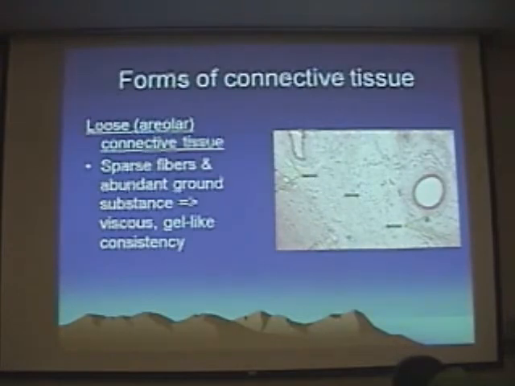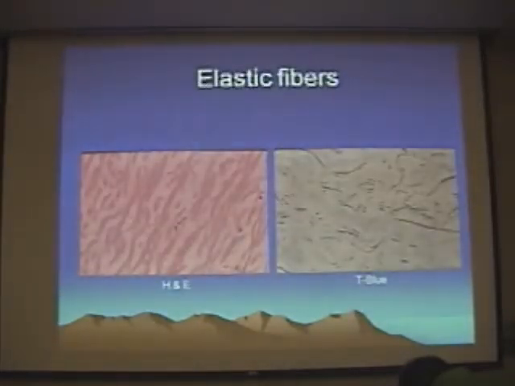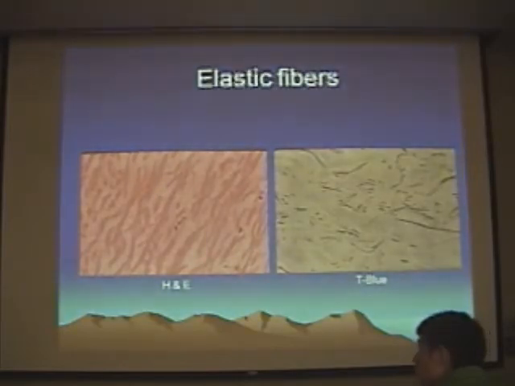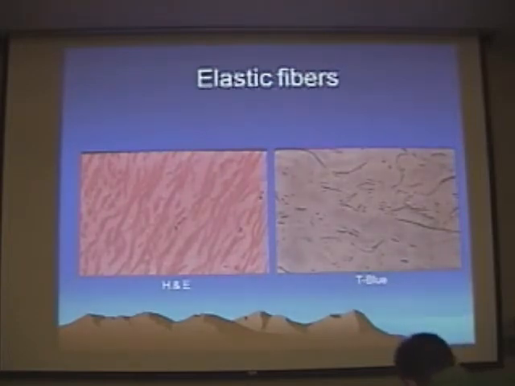Yes? How are we supposed to differentiate elastic fibers and reticulin? Well, elastic fibers, for instance, would be blue in a special stain. Reticulin fibers would be black on a silver stain. Reticulin fibers are thinner and branching. Elastic fibers are thicker and linear.